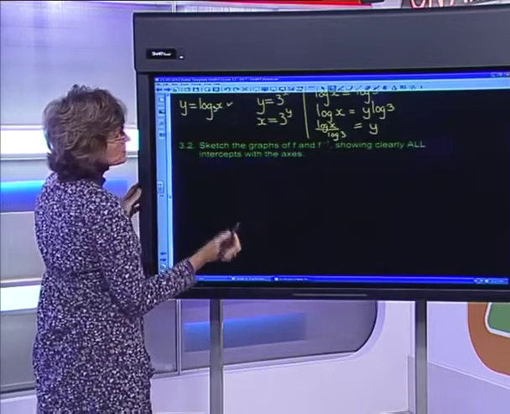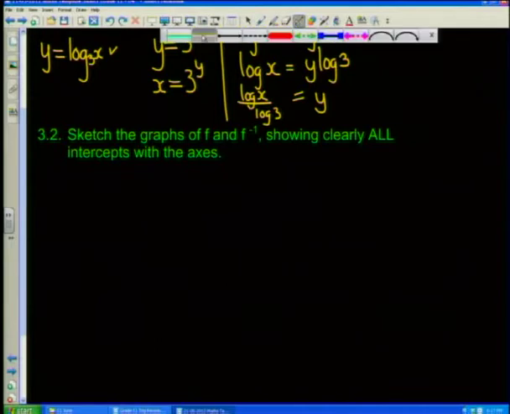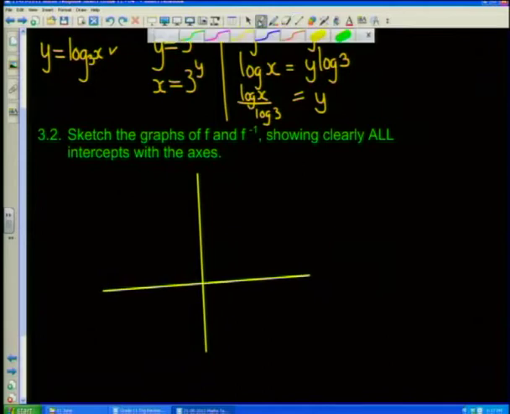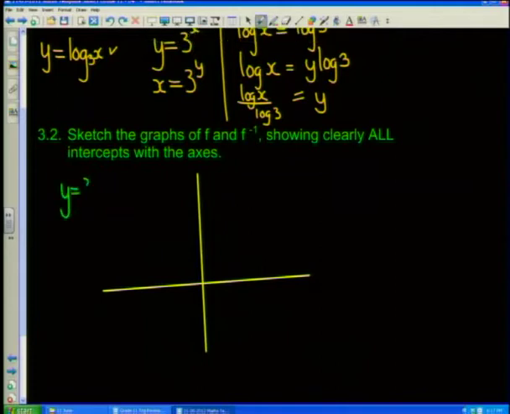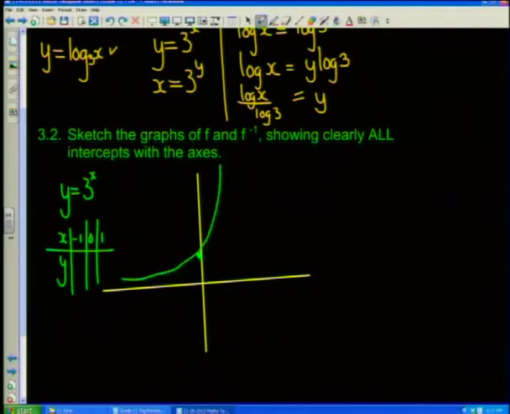All right, sketch the graphs of f and its inverse, showing clearly all intercepts with the axes. Okay, so let's just get ourselves an axis quickly, and then let's go for the minimum amount of information. So we want to sketch y equals 3 to the x. Now, I'm hoping, guys, that most of you would use your table function, and you would use something like -1, 0, and 1. And when you plotted this graph, it would look something like that, and definitely this would be the point 0, 1.